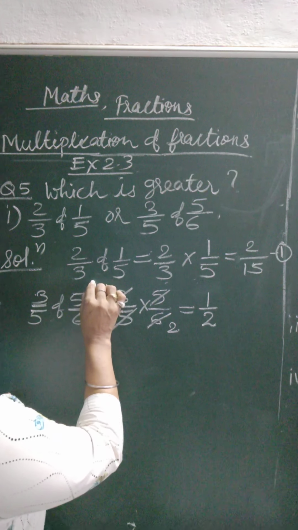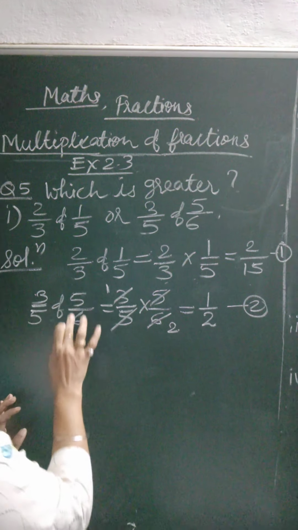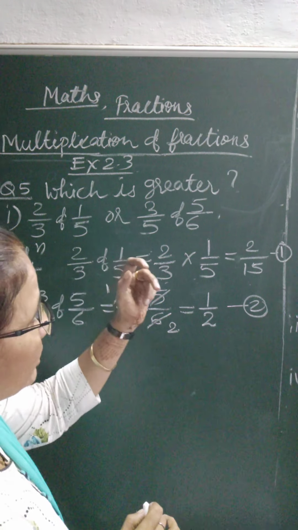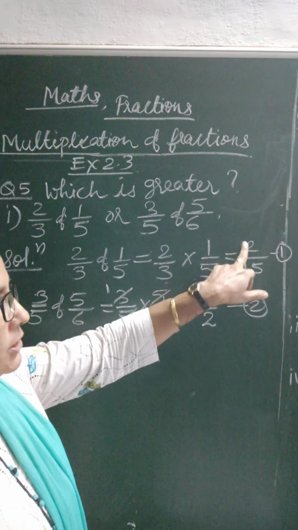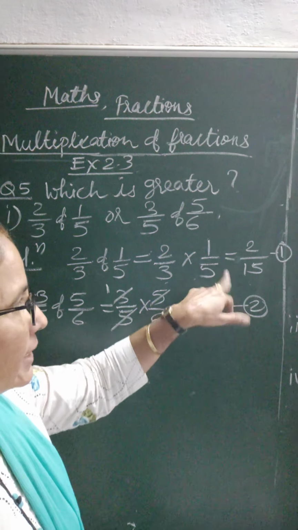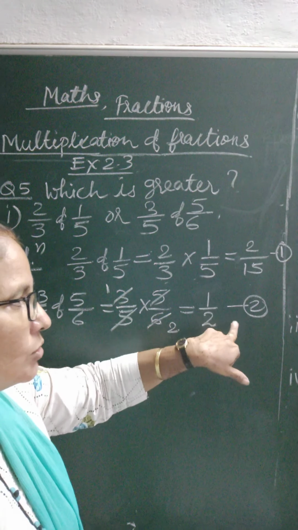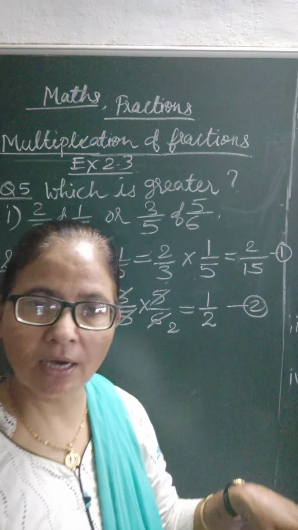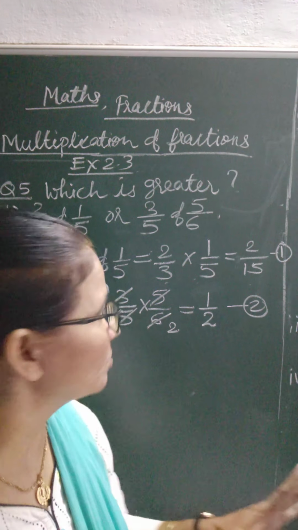Now when we have solved this, you have got 2 by 15, and when we have solved 3 by 5 of 5 by 6, you have got 1 by 2. Now you have to find which is greater. There are two ways to find what is greater. Either you convert 2 by 15 into decimal and 1 by 2 into decimal, and then you decide which one is greater. Or you know how to find which fraction is greater by using the cross multiplication method. So let's move to that.